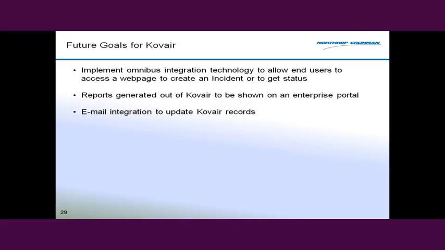And then finally, the email that we use now is all notification emails. But Kovair does have the ability to update records in Kovair based on an email. And so we're going to work on building that integration into our implementation. We didn't want to do it at first at Go Live because we didn't know from a user process standpoint how that would work out. So we're going to work on that this year.